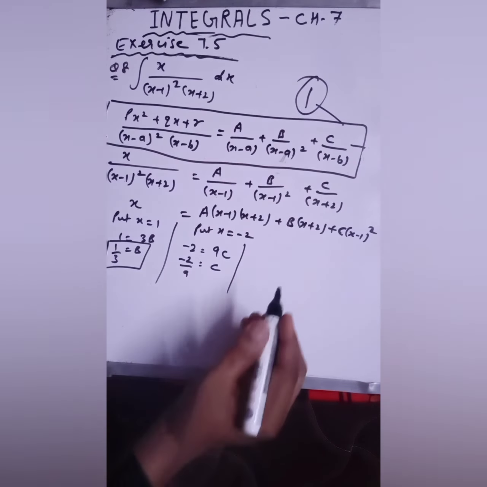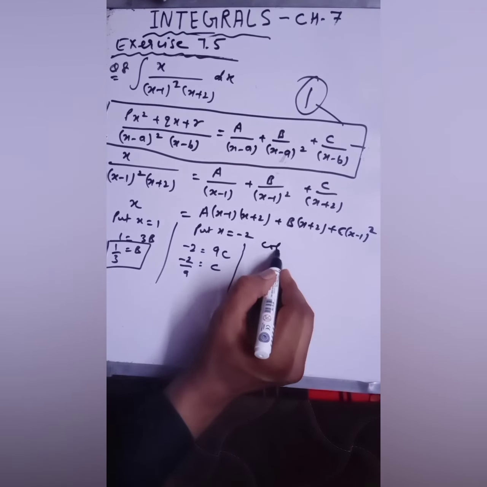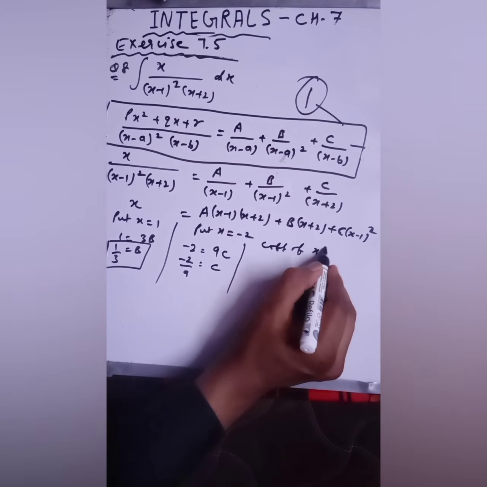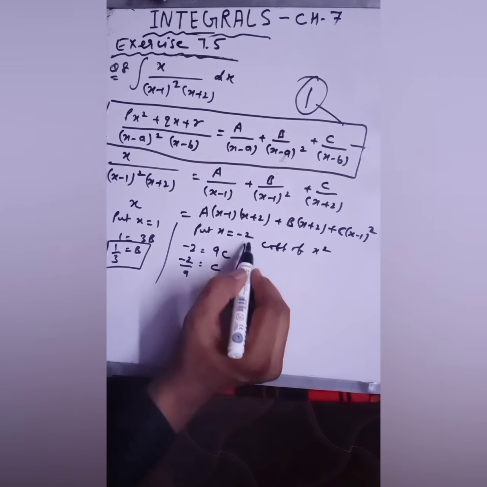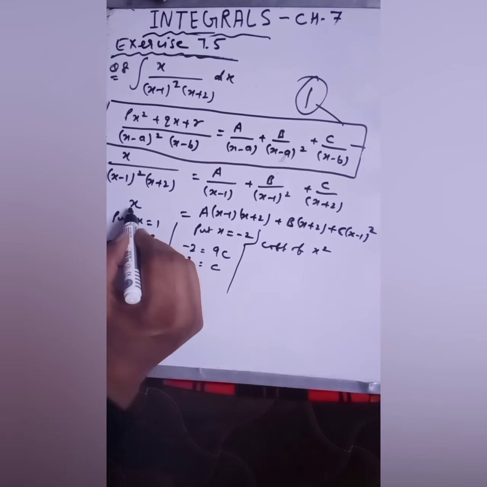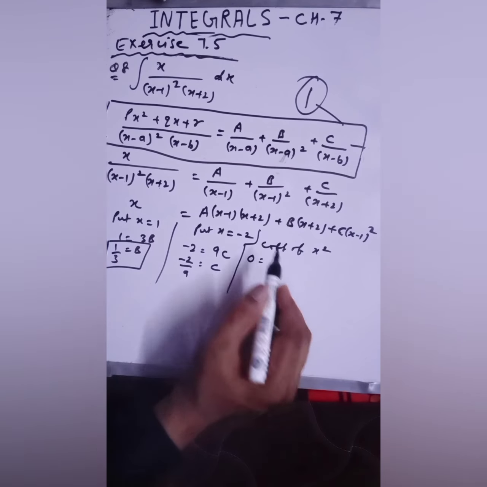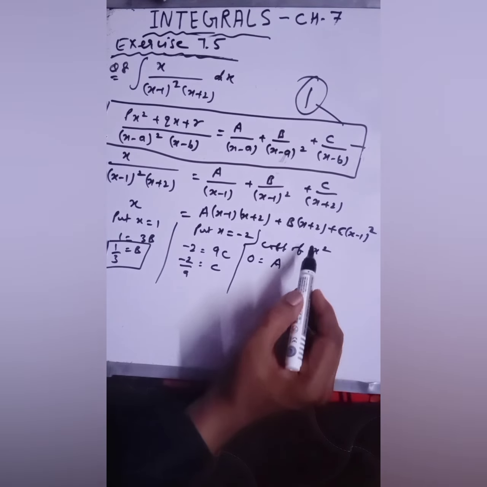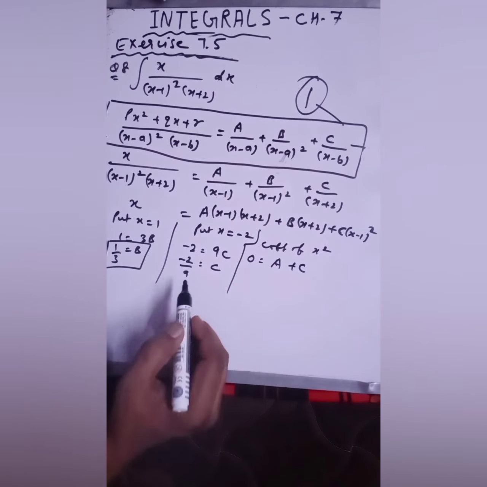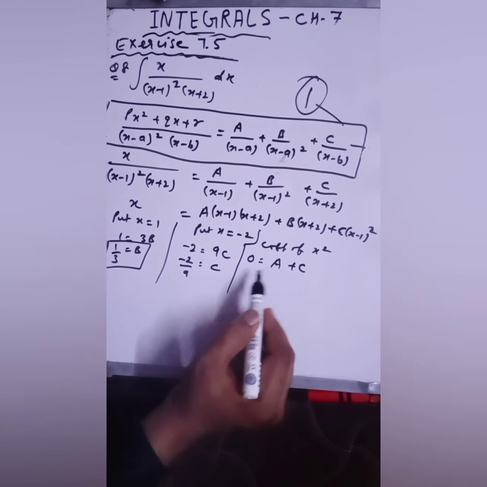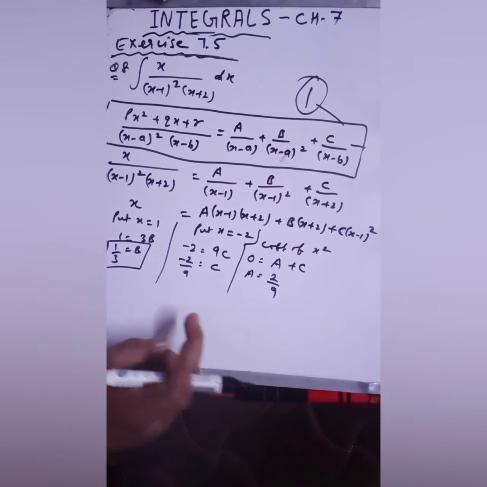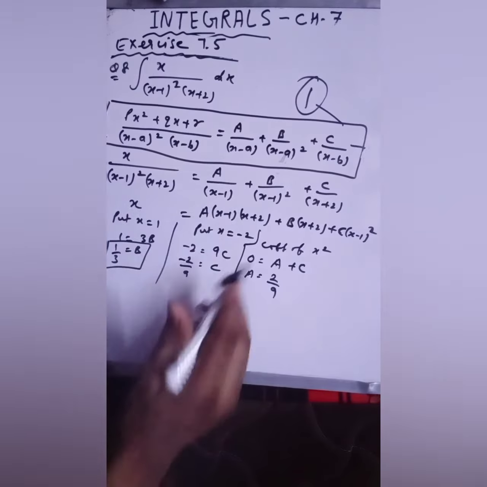Now I'm comparing coefficient of x square both sides to get the value of a. Here the coefficient of x square is not coming, so you will take 0. So here a is only coming, and here only c is coming. So c was minus 2 by 9, so your a would be 2 by 9. So put this value of a, b and c in this equation number 1.